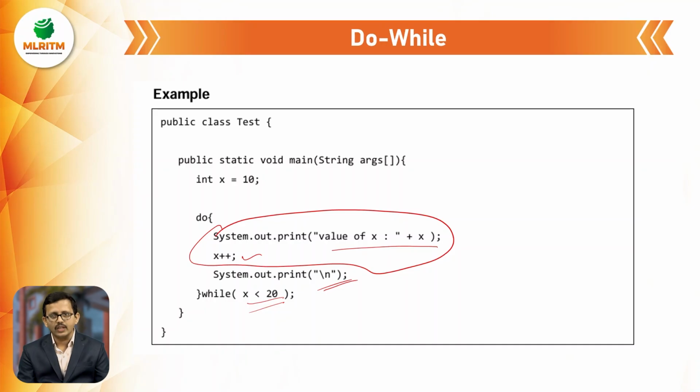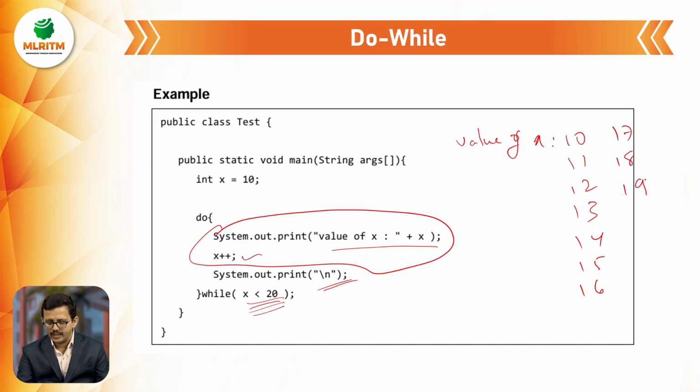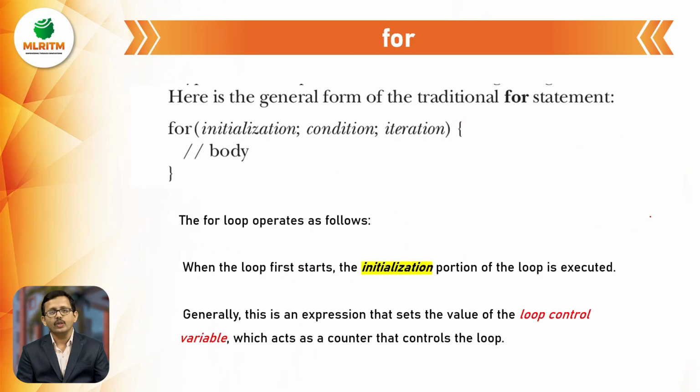How many values are we going to get here? The value of x is 10, we are starting with 10. Then up to less than 20. That means we are going up to 11, 12, 13, 14, 15, 16, 17, 18, 19 and 20. After 20, when it is incremented to 21, it is going to check the condition which will be false. So you can print up to 20 for the do while loop.